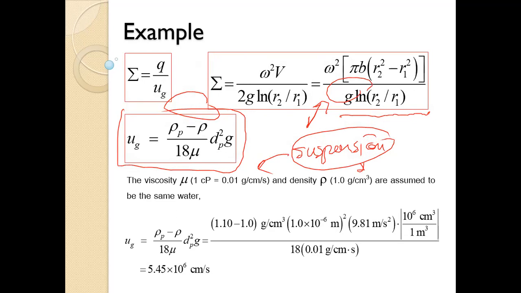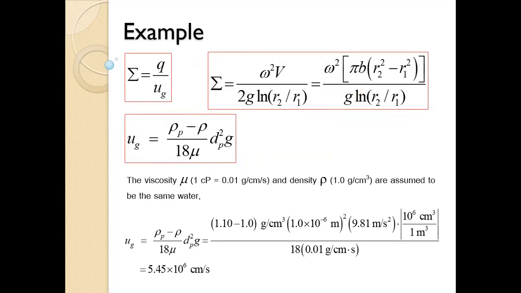First, you have to calculate UG. You know the density of the particle, the density of the fluid, the diameter of the particle, and gravity. You also convert the unit from cubic centimeter to cubic meter, and then divide this by viscosity. You get UG in this term. This is UG.